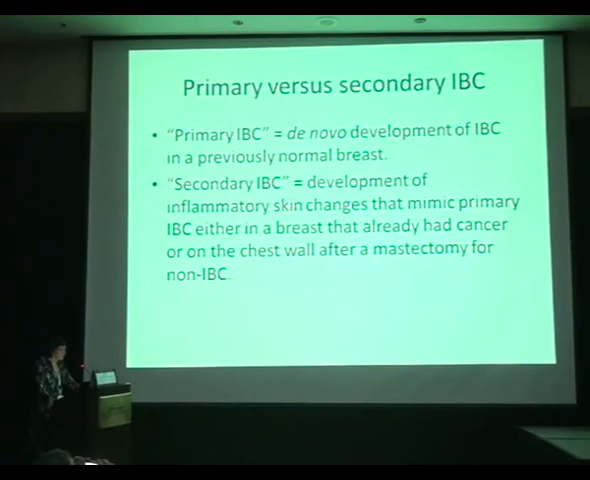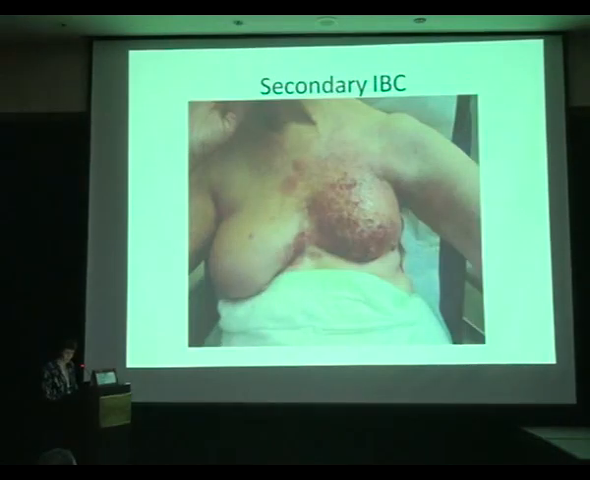What is very difficult is to make the difference between primary inflammatory breast cancer that developed in a previously normal breast and a secondary inflammatory breast cancer where you have the development of an inflammatory change that can mimic primary IBC, either in a breast that already had cancer or on a chest after a mastectomy. And this is the case here, where you have a secondary inflammatory. So also in this condition, it's very difficult for the patient to accept this kind of local recurrence.